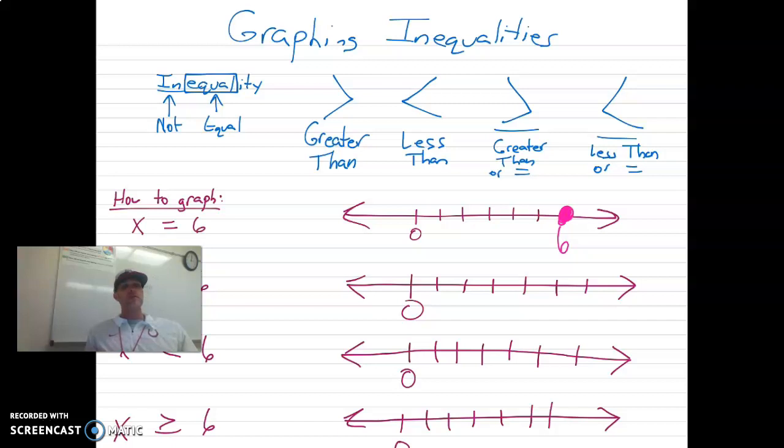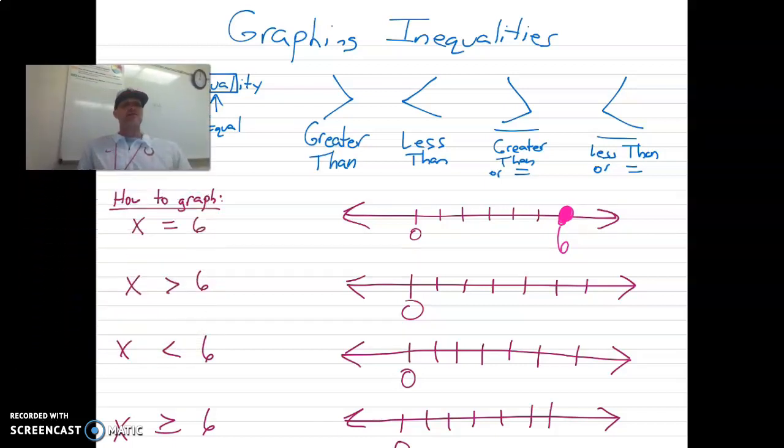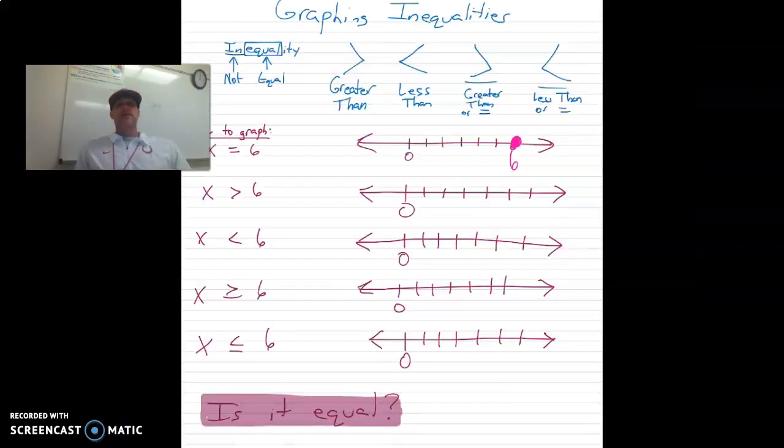All right, so look at the next one. So x is greater than 6. So somehow we have to show or prove or give evidence that the letter x is actually greater than the number 6. So let's think about that. Is x equal to 6? No, it's not. It's just greater, right? So on this second one right here, x is not equal to 6. So we're not going to put a dot, okay?